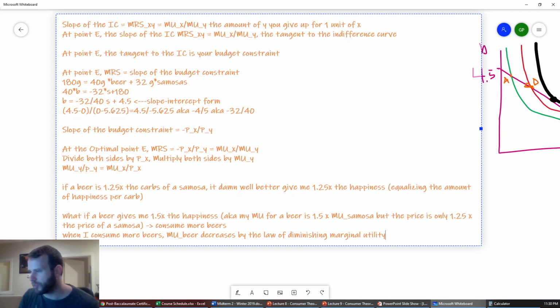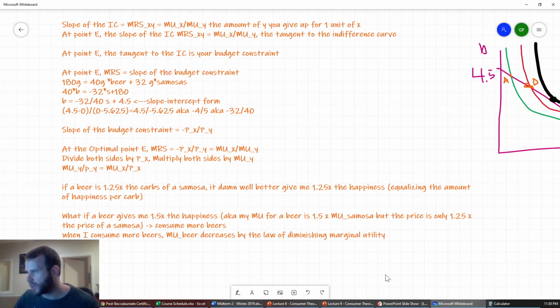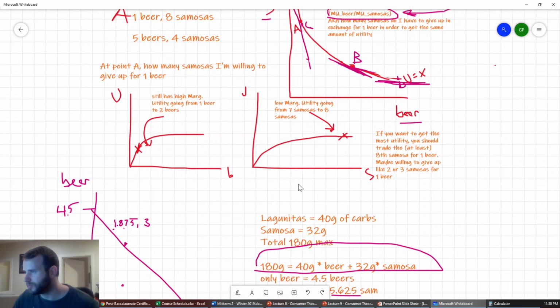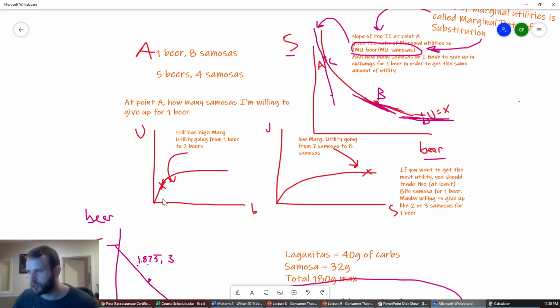And in case you forget what that is, let's go back up. Let's review the tape. Right? So here's my marginal utility from beer. As I consume more beers, I go further along on the x-axis. The change in the y-axis decreases. My slope of the utility function decreases. Okay, so my marginal utility decreases.